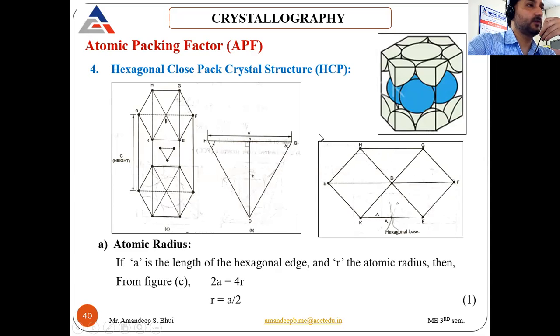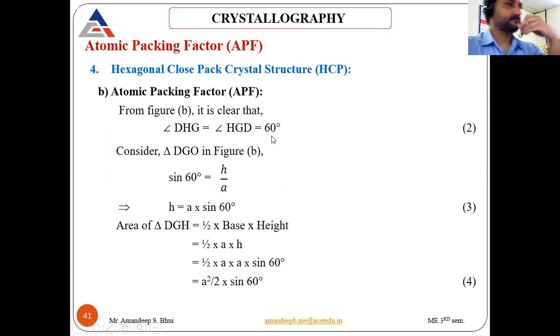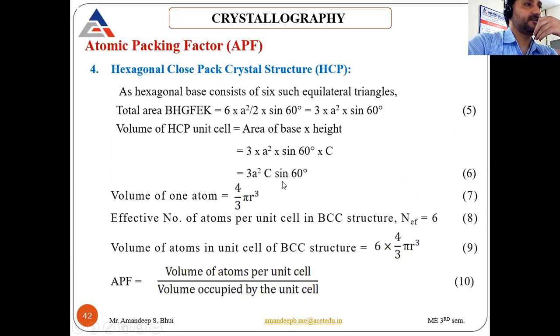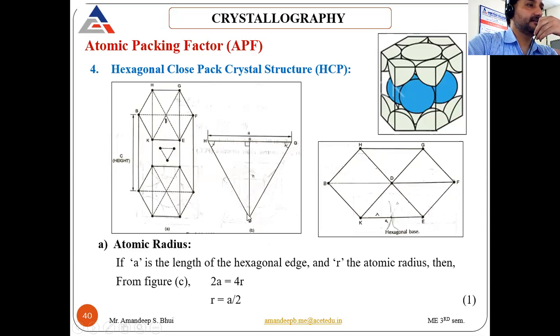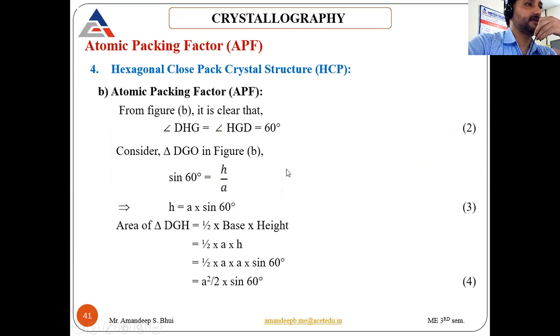and both are equal to what? 60 degrees. Now consider triangle DGO. If we consider this triangle, this one of the triangles, it is a right angled triangle. So let the height be H. So one of its base edges will be equal to A by 2. Its edge will be A by 2.